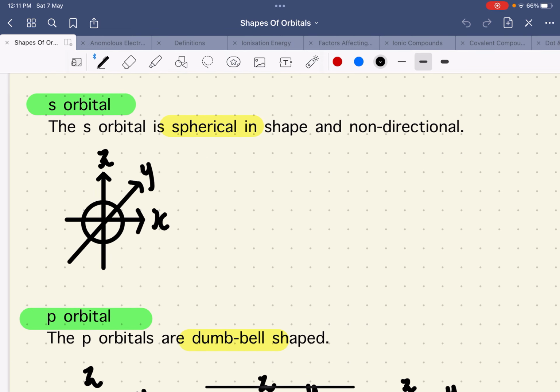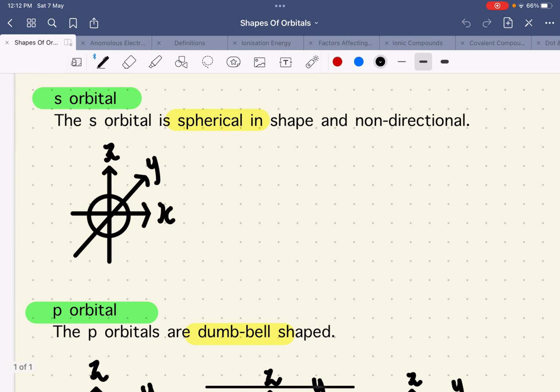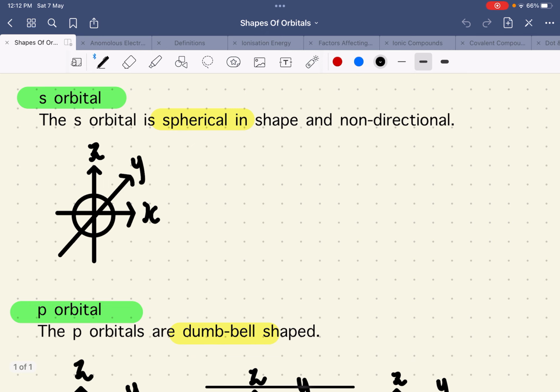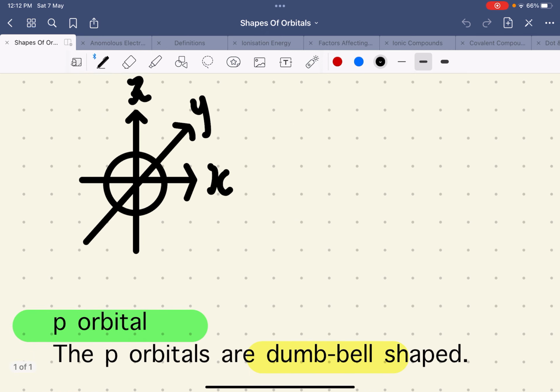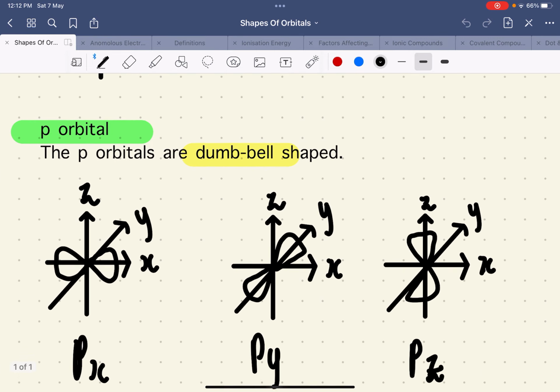Now, let's look at the S orbital. The S orbital is spherical in shape. It's not a sphere, it's spherical in shape. So we can see it's spherical along its X, Y, Z axes. Very good. Then the p orbital.